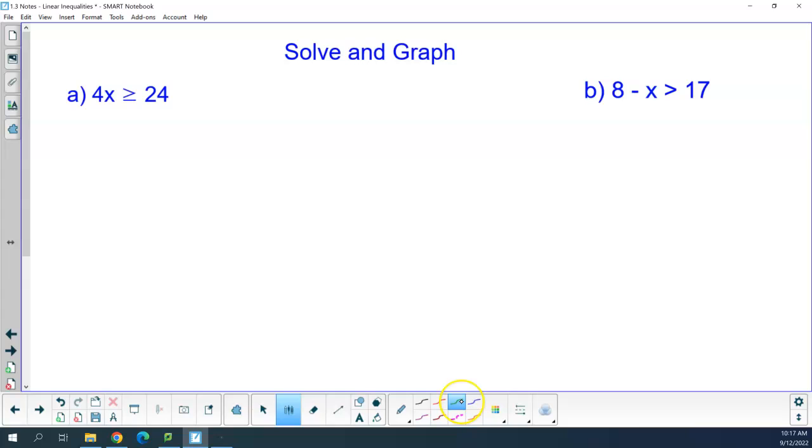So the first thing that I would do is divide both sides by 4. As long as I do it on both sides of the inequality, mine is great, grand, and wonderful. Am I dividing by a negative? No. So my sign will stay the same. So the solution here is x is greater than or equal to 6.